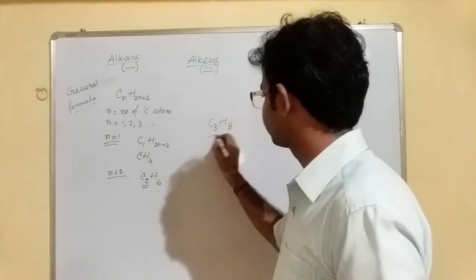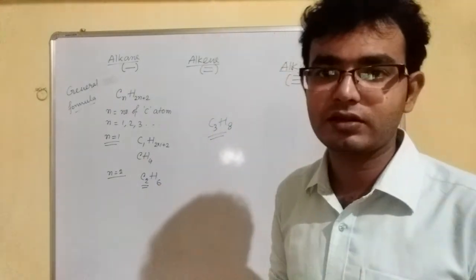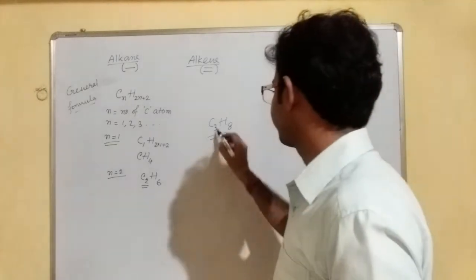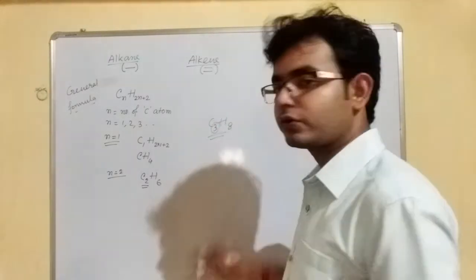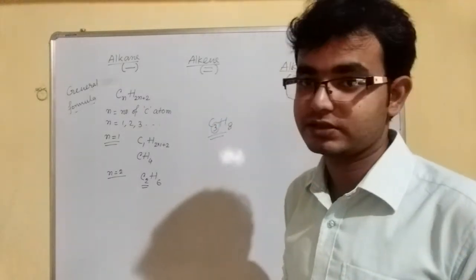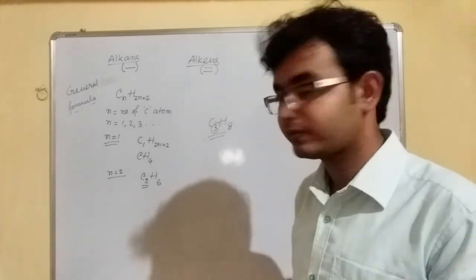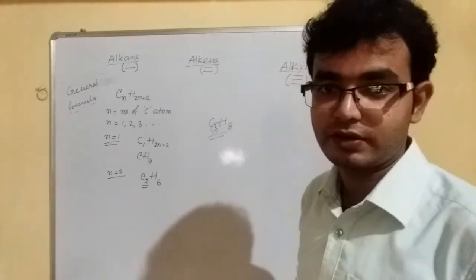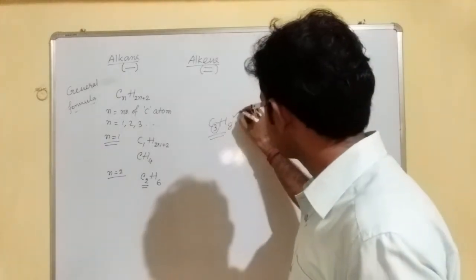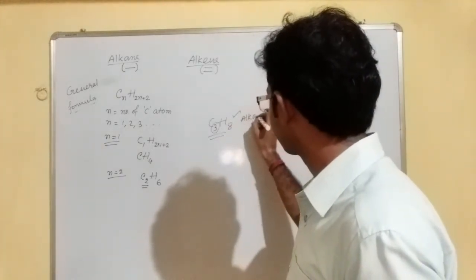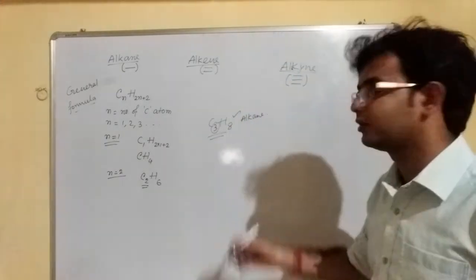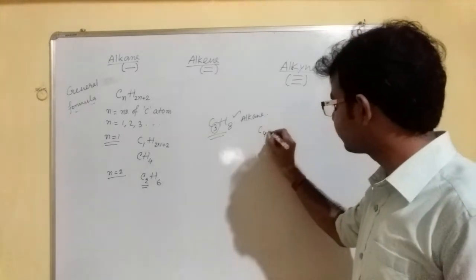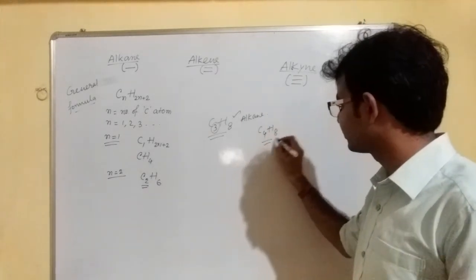I am giving you another example, that is C3H8. Now the question is, is this an alkane? So what will you do? देखो, 3 को डबल करो, 6, 6 plus 2, 8, देखो 8 हाइड्रोजन है इसमें, क्लियर? So yes, it is alkane. Now the question is that C4H8, is it alkane?